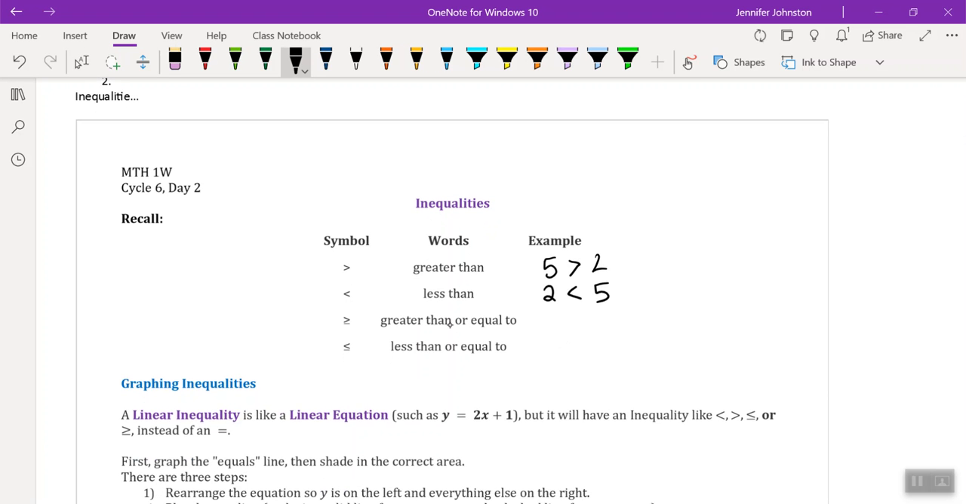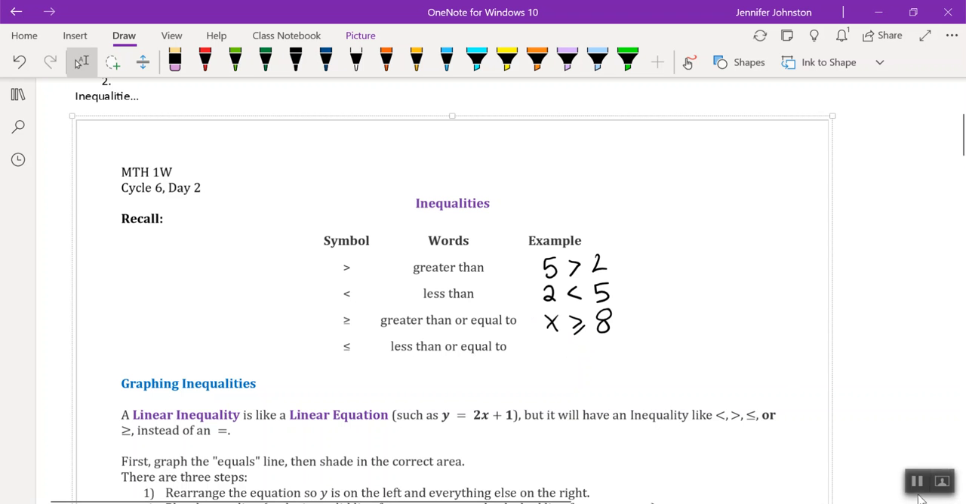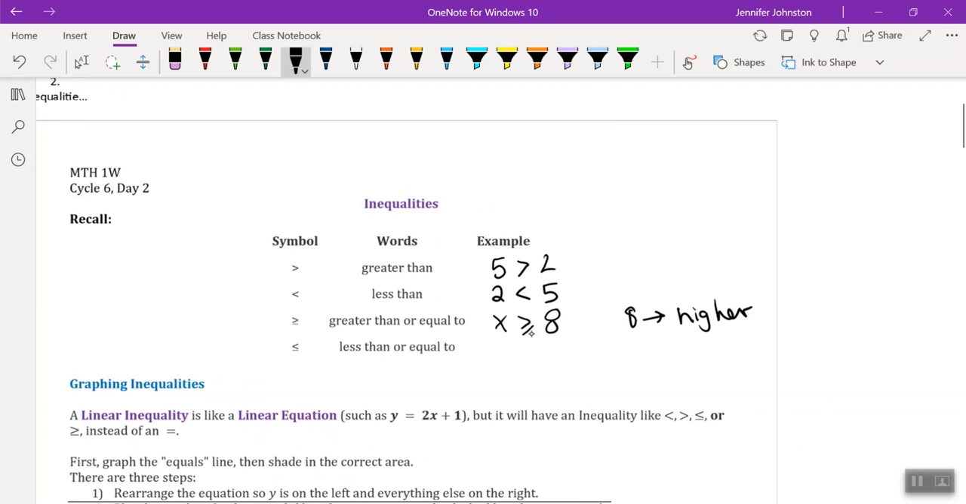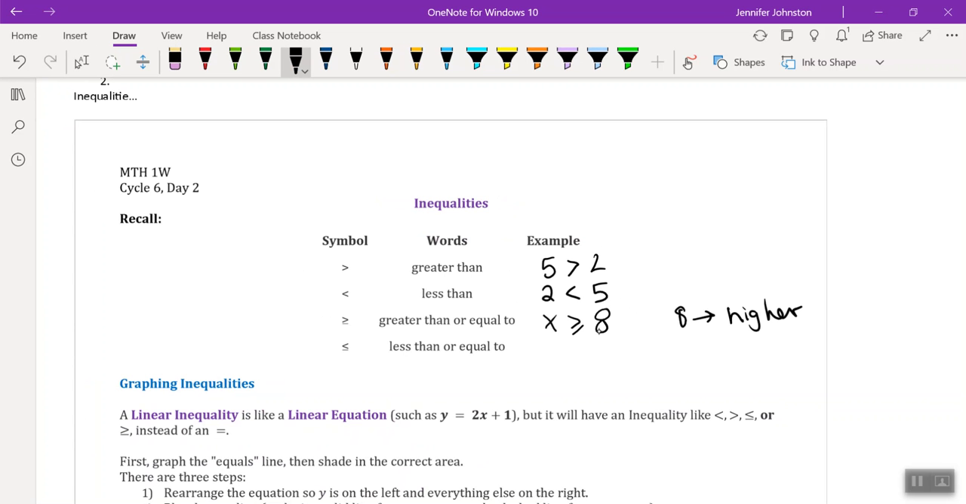If we have greater than or equal to, that means we can have something like this. Let's say x is greater than or equal to the number 8. So that would be any number for x, which could be 9, 10, 11, 12. It could also include 8 as well because it's equal to. It wouldn't be anything less than 8. So this x would equate to any numbers 8 and higher. That's what x is greater than or equal to 8 looks like.